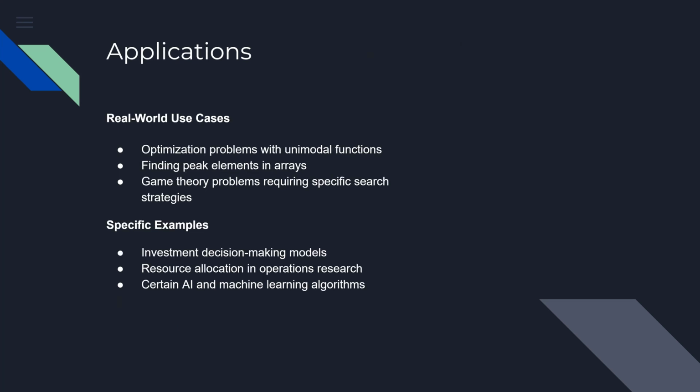So some applications. So ternary search is particularly useful in optimization problems where the function is unimodal. It finds application in various fields such as investments, decision-making models, research allocation and operations research, and certain game theory problems. These real-world use cases demonstrate how ternary search can provide efficient solutions to specific problems.